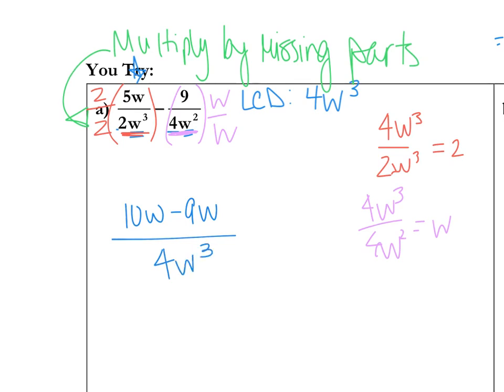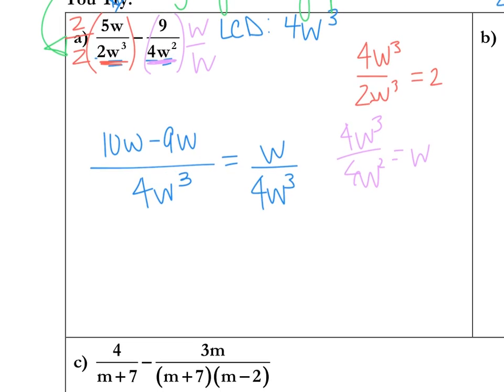Okay. Remember, we still have like terms to combine here, so I shouldn't try to do any canceling yet. So this is w over 4w to the third. Now that the numerator is simplified, I can go ahead and cancel these out. That stays in the denominator, so 1 over 4w squared. Okay.